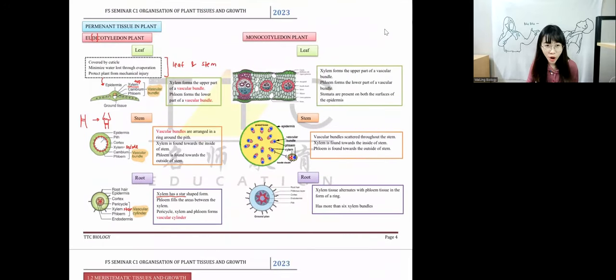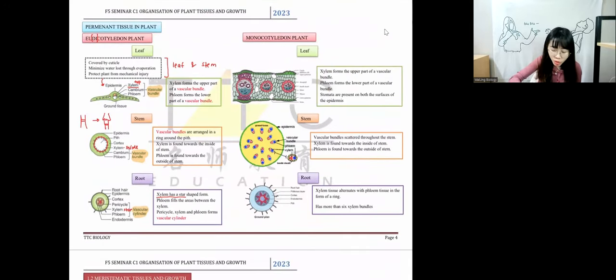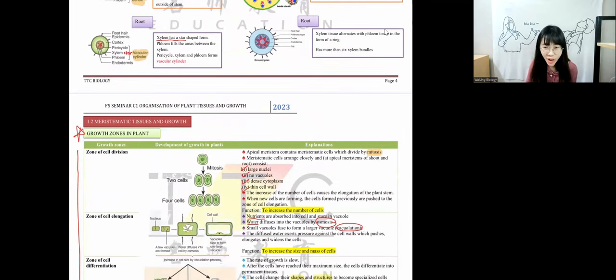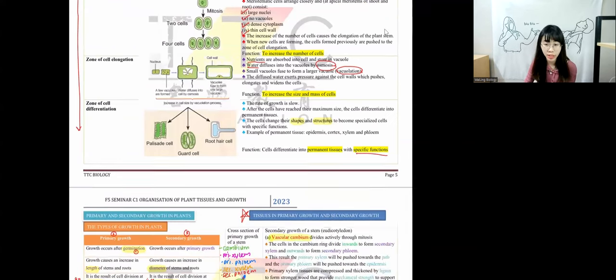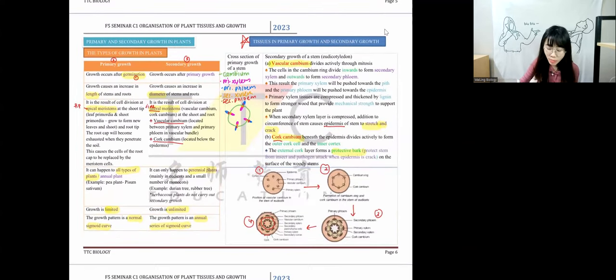And then for page four, you only have to know about eudicot. Monocot you don't have to study because, as I mentioned, your textbook doesn't have it. You only have to know about eudicot. And then page five, we have the tree zone, 1, 2, 3. Everything in this page is important. They ask you to explain based on structure or based on AC question. At least you know how to do it. AC and structural question.